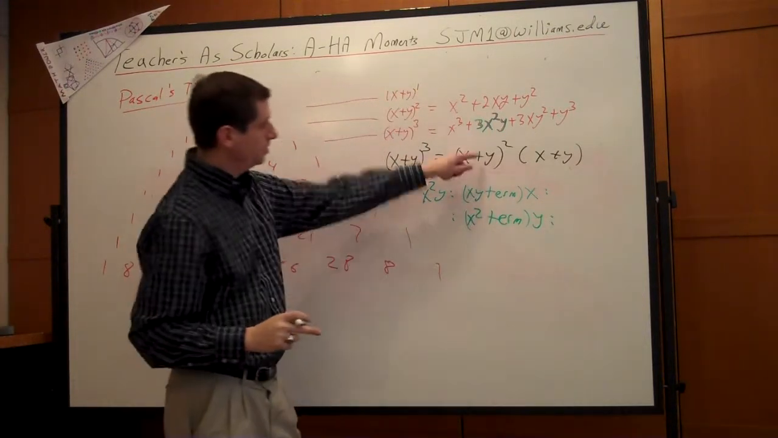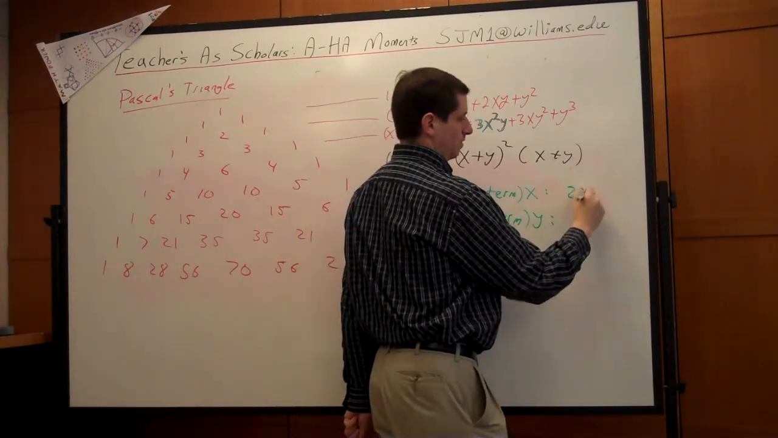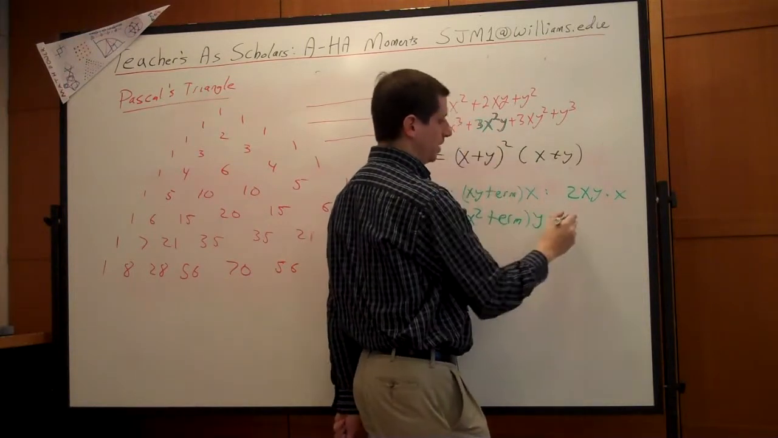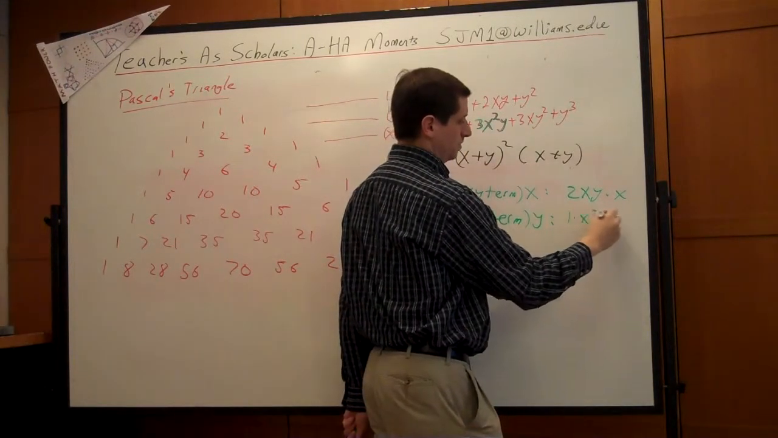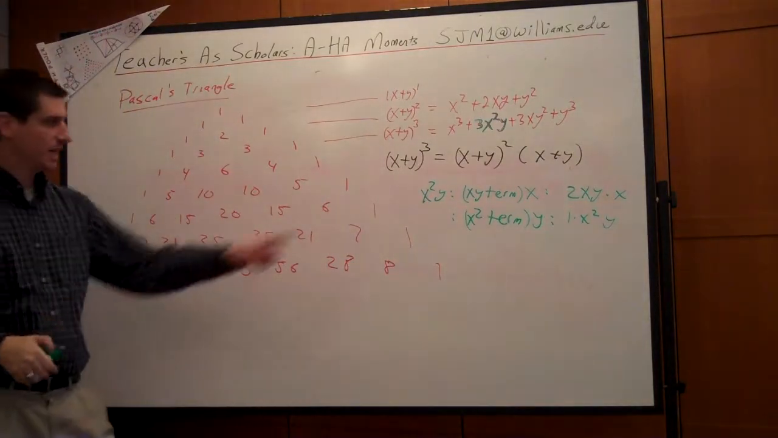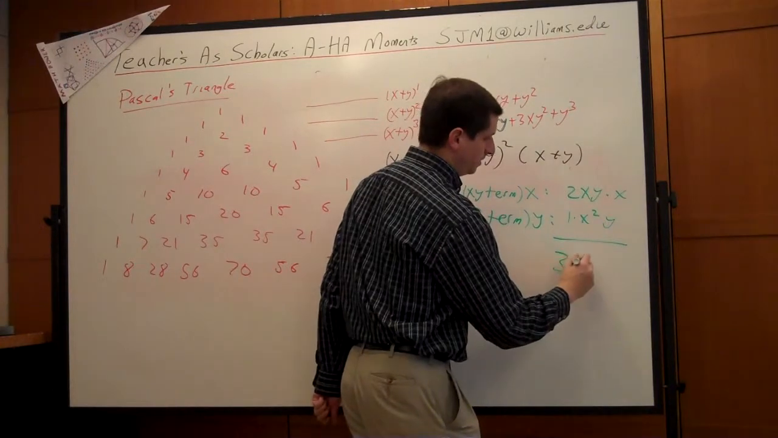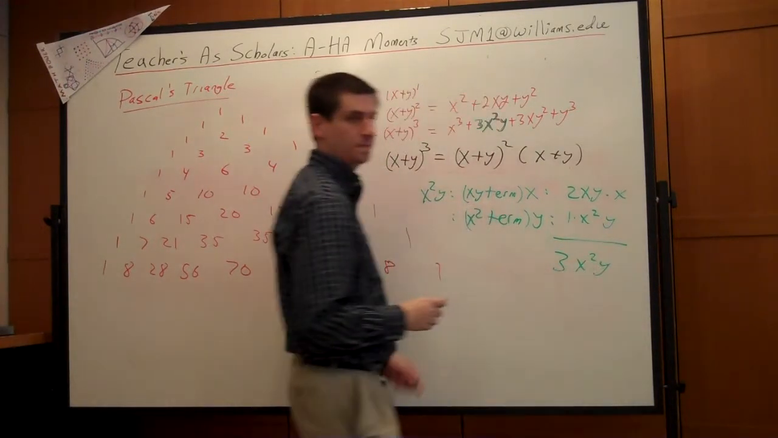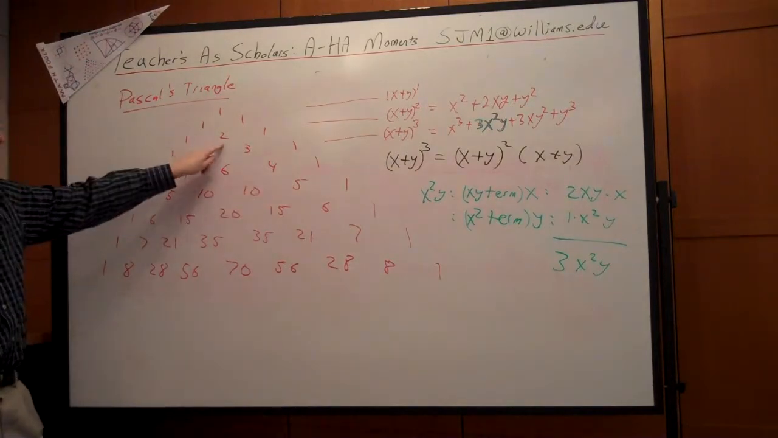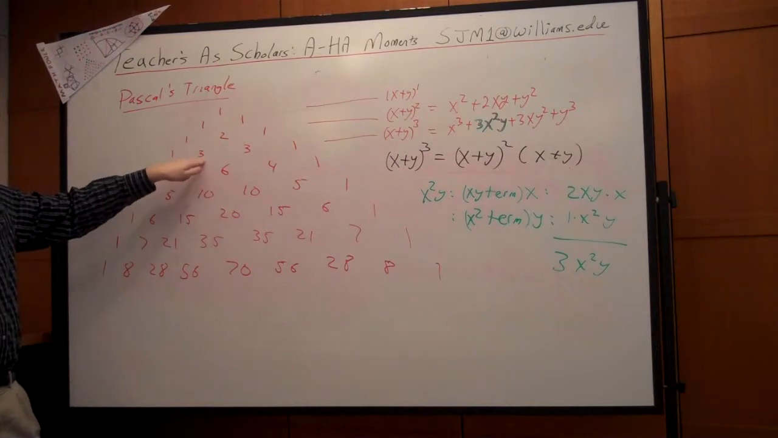Well, the xy term from this side is the 2xy. And the x squared term is just the 1x squared. So the way I get an x squared y term is I have to add these together. And so I get 3x squared y. If you think about what's happening, the 2xy term was this, the x squared term was this, and that's where this number 3 comes from.